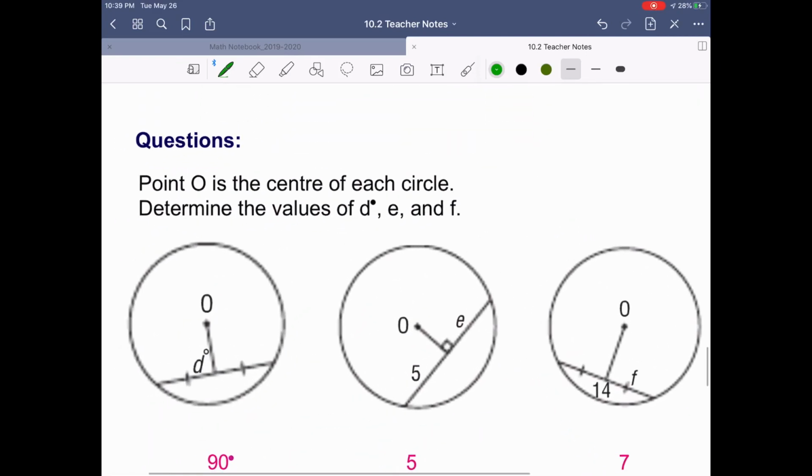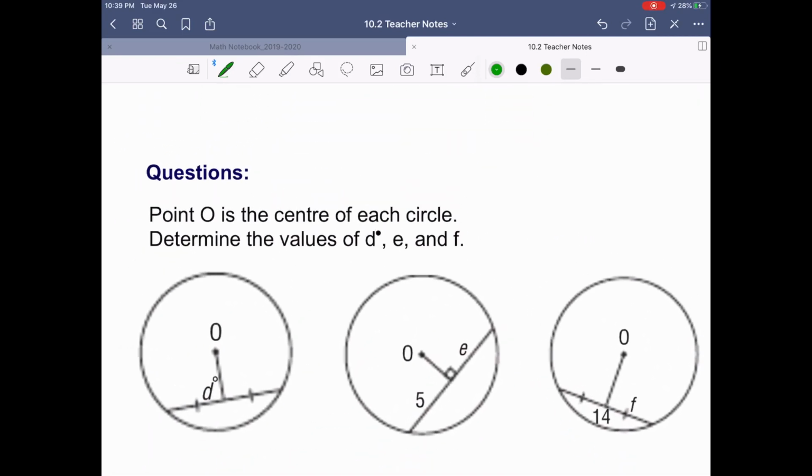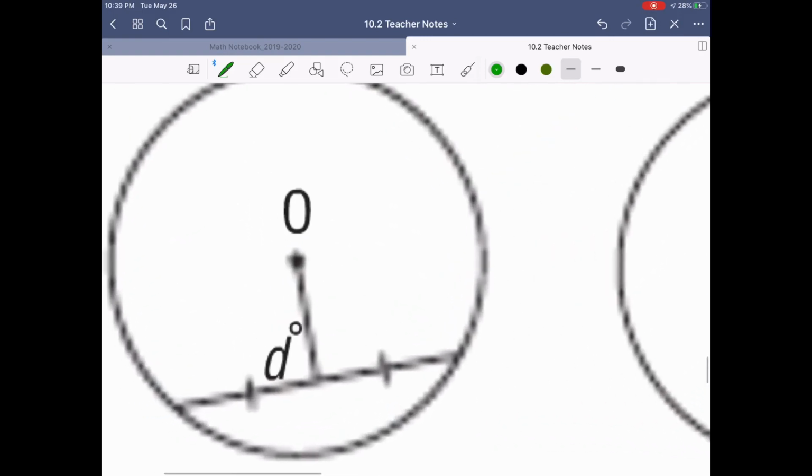Here's some more questions. These ones are a little bit quicker. So point O is the center of the circle. Determine the values of angle D, length E, and length F. So here, if O is the center and a line cuts a chord in half, how do you know it's cutting in half? Well, it has these two ticks on them to show you that they're equal.